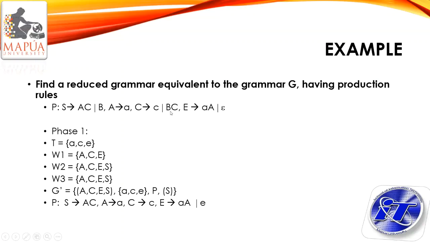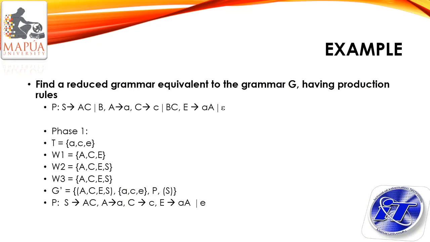Now, C mapped to terminal C will be left for this production rule. And then E maps to terminal A, non-terminal A, or empty set or empty symbol. Okay, so that's it for phase one. Now let's proceed with phase two. So phase two again will be based on phase one.